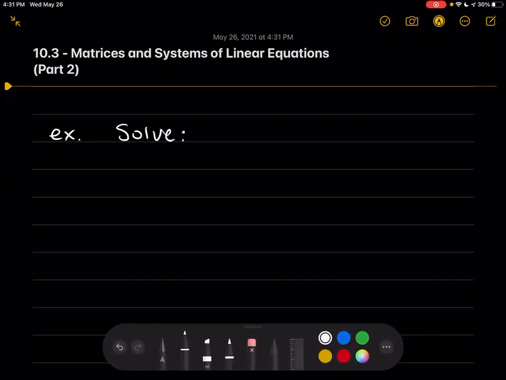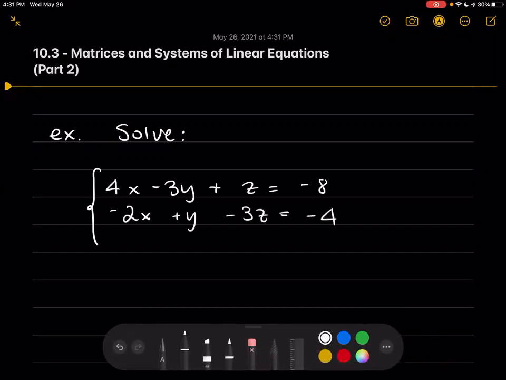Let's say we wanted to solve a system like 4x minus 3y plus z equals -8. And then maybe we want -2x plus y minus 3z equals, let's do -4. And then x minus y plus 2z equals 3.